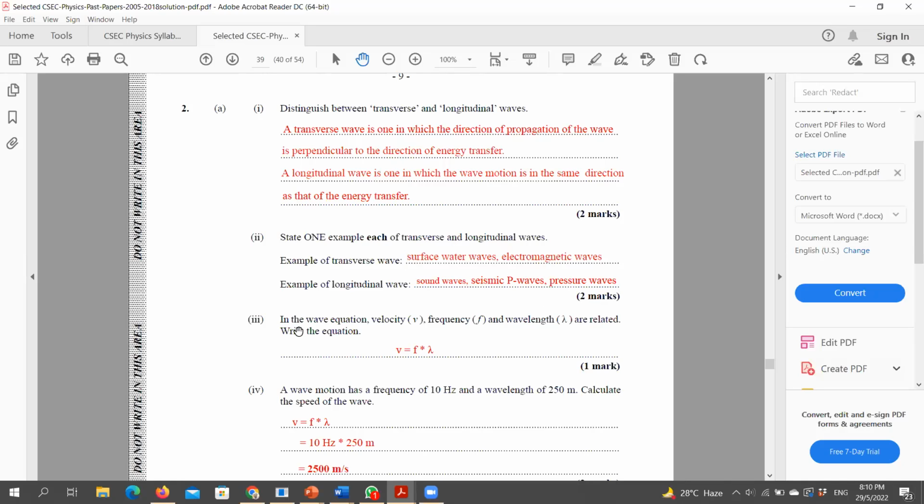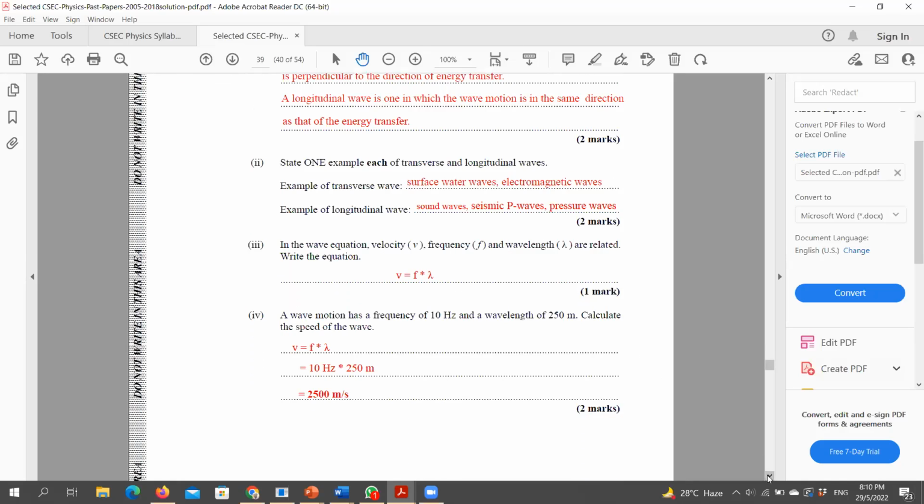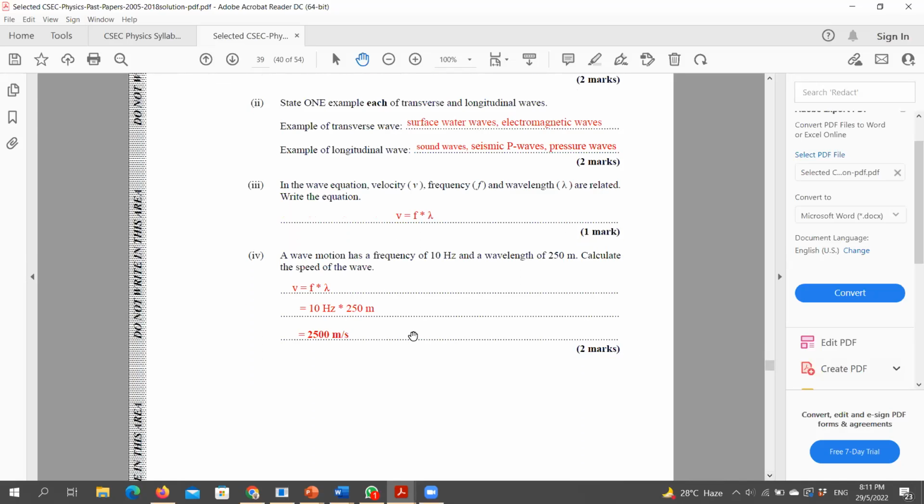Next part of the question. In the wave equation, velocity, frequency, and wavelength are related. Write the equation. You know that velocity is equal to the product of the frequency and the wavelength. So v is equal to f times lambda. And apply this equation now to part 4. We have 10 hertz and 250 meters. So the velocity of this wave would be 2,500 meters per second.